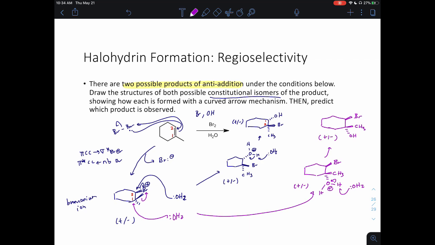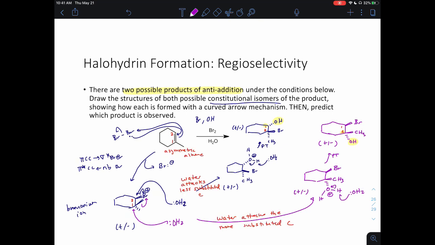Okay, can we all see that they're constitutional isomers? Yes, we can. They are definitely constitutional isomers. They have the same molecular formulas, but they have different connectivity of atoms. Hydroxyl has added to carbon 1 in the first example. Hydroxyl has added to carbon 2 in the second constitutional isomer. So do you think they are both observed, or do you think that one is favored over the other? I gave you a hint quite some time ago, and I don't really expect you to necessarily remember that hint because it was a long time ago.